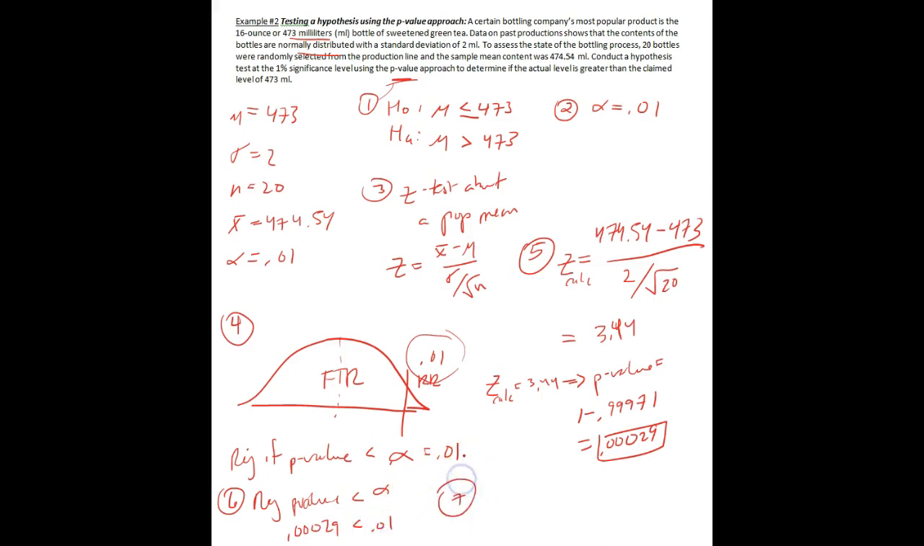And then step 7, I'm not going to write because it's a lot of wordage and I don't have all the space in the world. I'm keeping this video short, so that's good. But step 7, I'll talk through. You guys can write it. This is just to say that we are rejecting the null, and we do have significant evidence to suggest that the mean of this green tea bottle is greater than advertised, greater than the 473 milliliters that is advertised in the model.